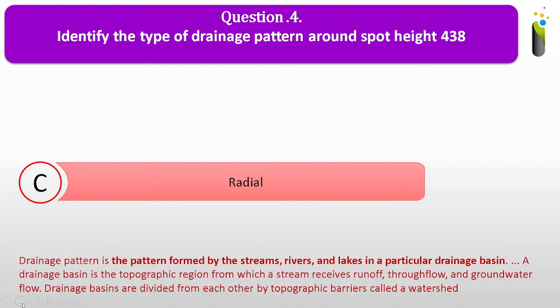I hope I'm audible. So I repeat this. A drainage pattern is the pattern formed by the streams, rivers, and lakes in a particular drainage basin. A drainage basin is a topographic region from which a stream receives runoff, through flow, and groundwater flow. Drainage basins are divided from each other by topographic barriers called a watershed. This is just for your information and revision, so that you can have a quick recap of the topography.